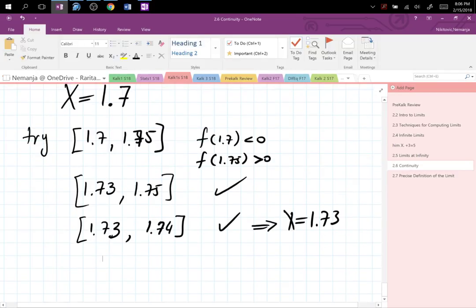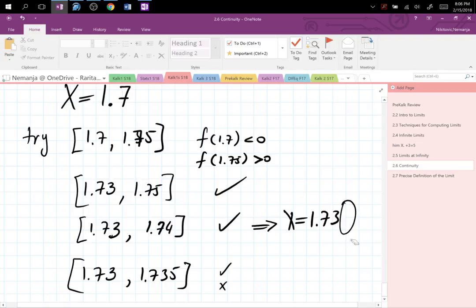Guess what's the next step? 1.73 to 1.735. Test both endpoints. Is it in or is it not in? You can pinpoint the next decimal by cutting the interval further. And you can go infinitely far with this. You can go forever because your answer is root 3, which is infinitely many decimals.